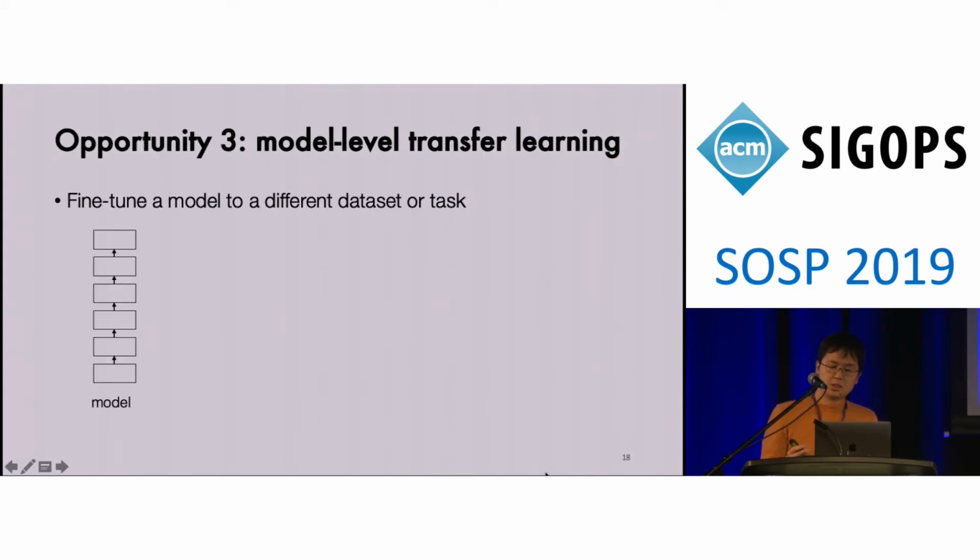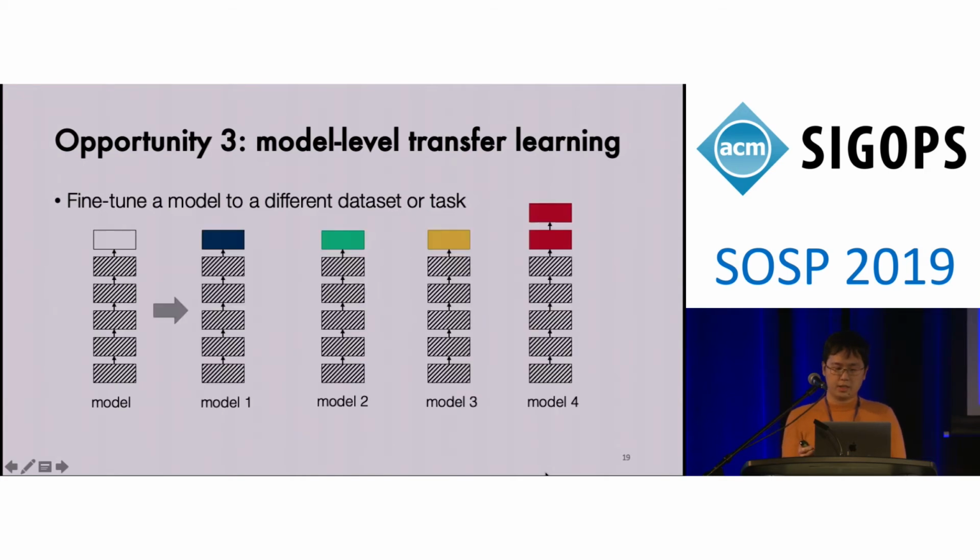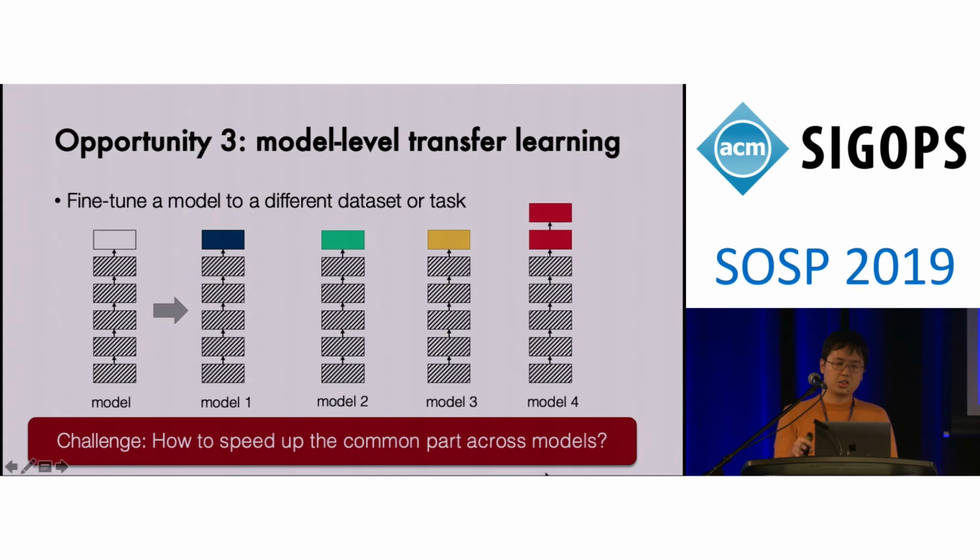Now third, transfer learning is a common technique used in the machine learning community that we can use to adapt a model to a different data set and different task. What happens usually is that we fix the weights of the bottom layers of a model and only retrain the top one or a few layers. After we retrain the top layers on different data sets, we get a series of new models. However, if we treat these models differently, we lose a bunch of batching opportunities. But given the fact that these models share a common prefix, can we speed up this part across models?